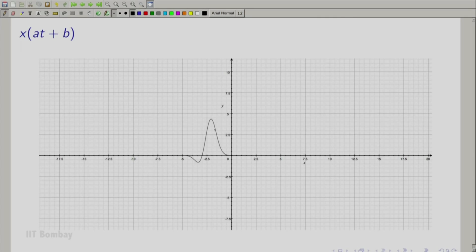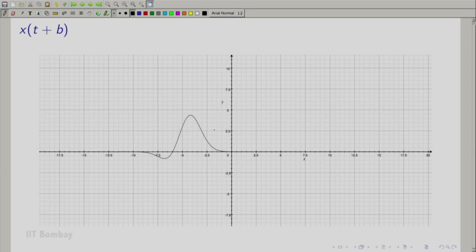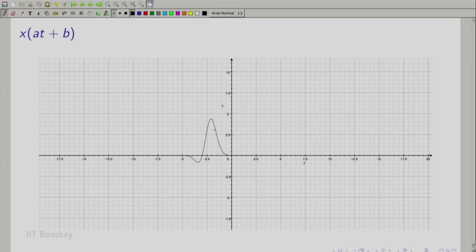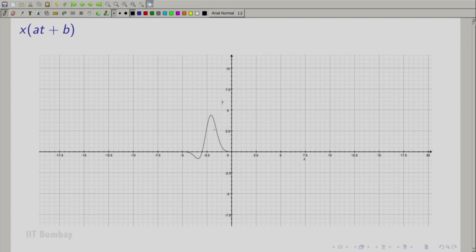But if you notice carefully, the shift in this case is not as much as the shift you observed in just the plot of x of t plus b. I will show that graph again. So this is x of t plus b, and this is the graph of x of at plus b. The shift here is noticeably less. How we explain that, we show in the next slide.